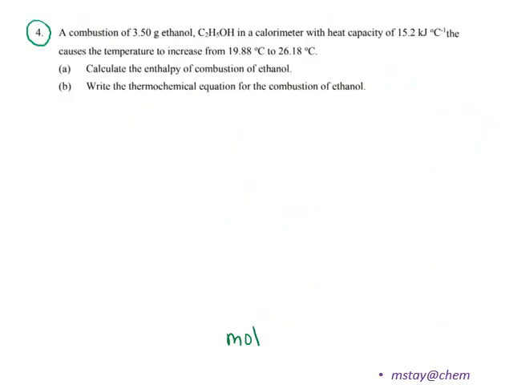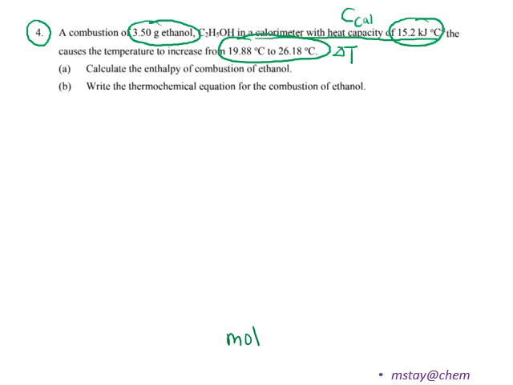Proceed to tutorial question number 4. A combustion of 3.5 grams of ethanol in a calorimeter with heat capacity 15.2 kilojoule per degree Celsius. So heat capacity is capital C, which means that this is for the calorimeter. The temperature increases from 19.88 to 26.18 degrees Celsius. From here, we can determine the change of the temperature. So calculate the enthalpy of the combustion.